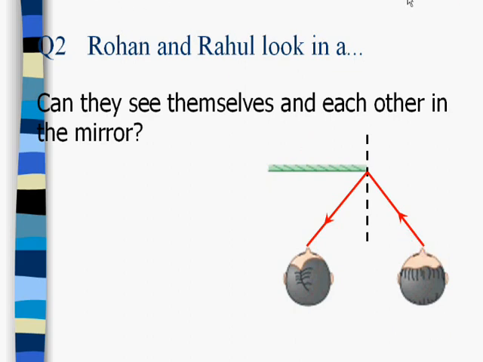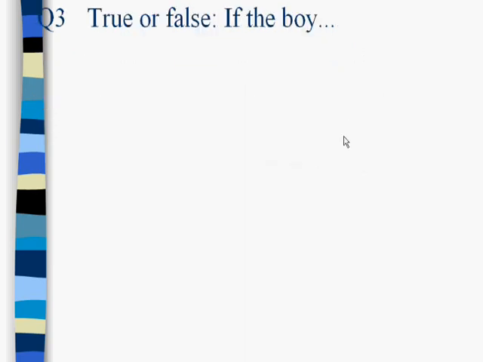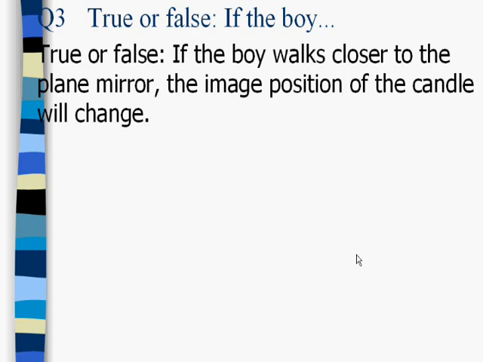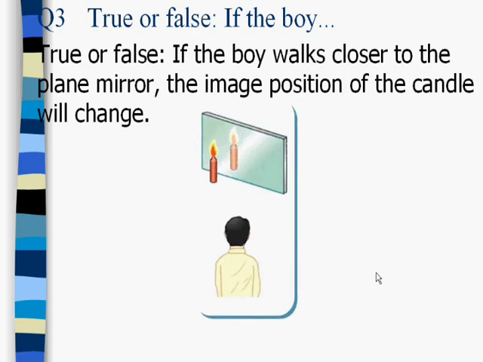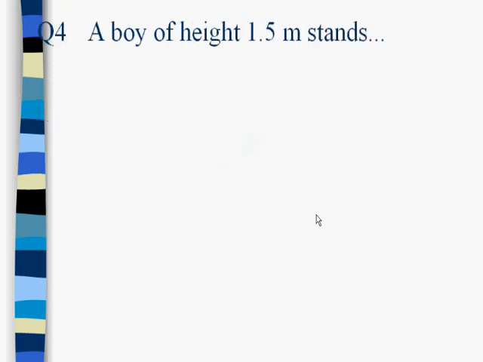Let's have another concept. True or false? If the boy walks closer to the plane mirror, the image position of the candle will change. This is the candle and its image is there in the mirror. And this person is going closer towards the mirror. The question is, will the image position of the candle change due to the guy moving closer? The answer is, this statement is false. There is no effect of the person moving closer to the mirror on the image position of the candle.